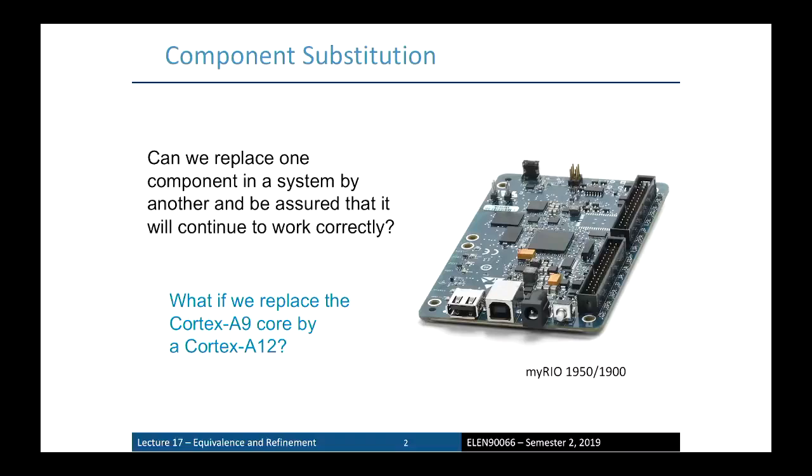So, if you had a system like this, the MyRIO board here, with a Cortex-A9 chip on there, could you just simply desolder the thing and throw on a Cortex-A12? Now, the first thing that you might have to think of is obviously the pins have to line up. You've got to have the same amount of pins. Perhaps they've got to be the same voltage ratings, current ratings, or input-output clocks, whatever. Okay, but assuming all that lines up, would it work?